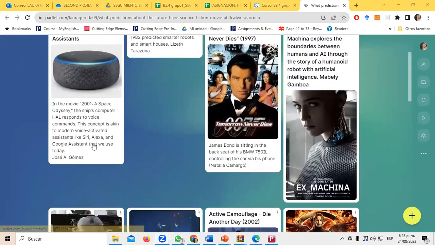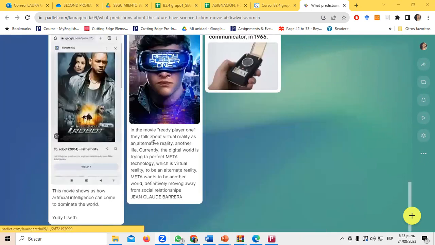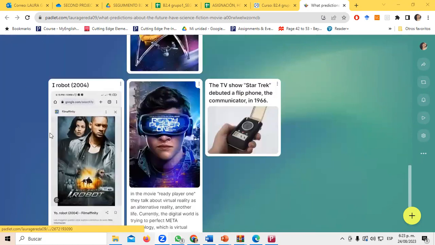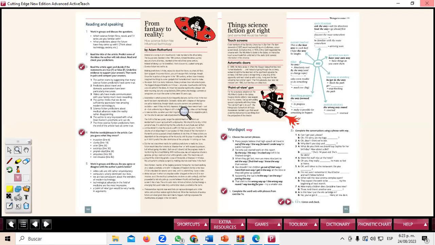Yes, Blade Runner. And Jose talks about voice-activated assistants in the movie 2001 Space Odyssey. Oh, he responds to voice commands. Okay, like nowadays we have Siri, Alexa, and Google Assistant. Wow, guys, very interesting. Thank you, everyone, for your participation. Thank you, Lisette. I see you included the picture. Yes, so this is a topic that we're going to read about today and also watch a video related to this today. So let's start with the discussion, with the activity here.